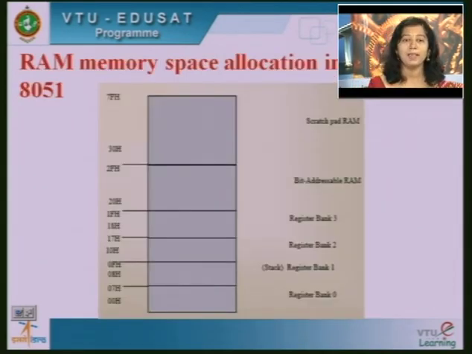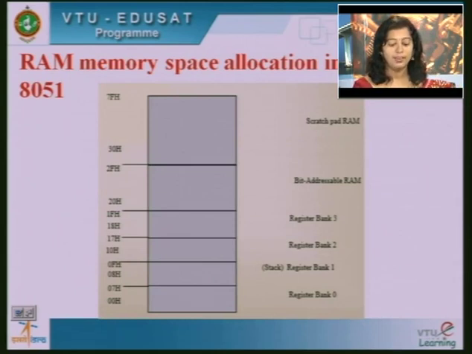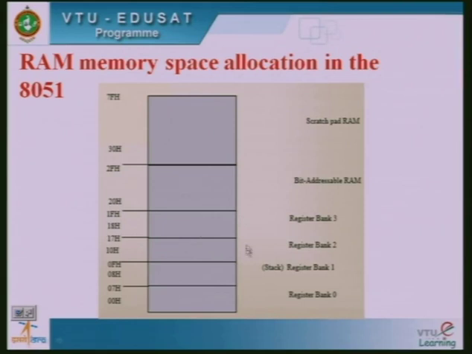The RAM memory space allocation we have already seen. Register bank 0 will be from 00 to 07, the lower 8 bytes. The next 8 bytes are register bank 1, which is where the stack also starts. Then register bank 2 and register bank 3. So totally, from here to here, we have 32 bytes of data. Next, bit addressable RAM we have from 20 to 2F. Then the standard general purpose bytes, which we call scratch pad RAM.